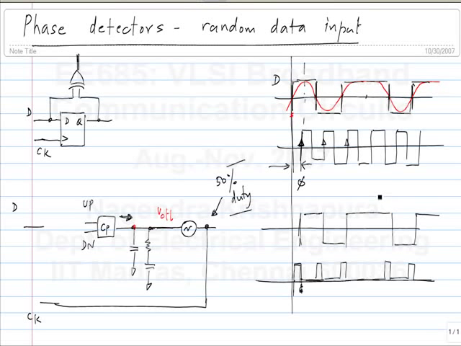Okay, what will that give you? That will give you a phase transition? No, I didn't understand that. See, the XOR output is already active only when there are transitions in data. Okay. No, also I want the output of the charge pump to be 0 when the clock is aligned to the middle of data.